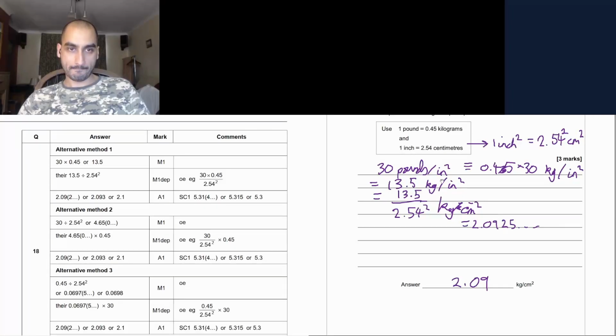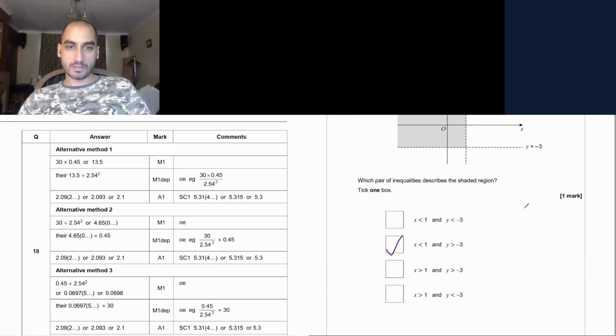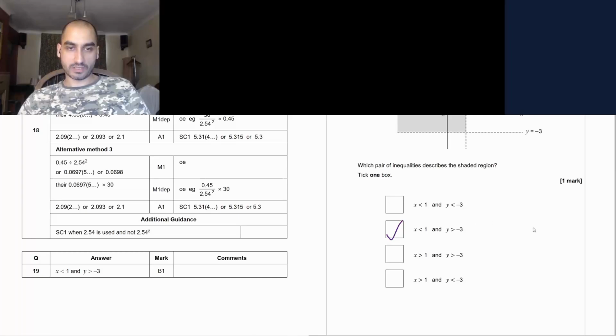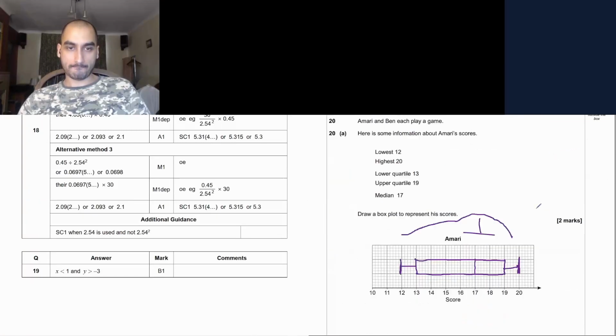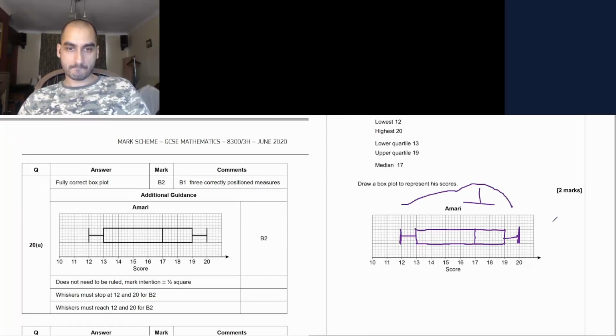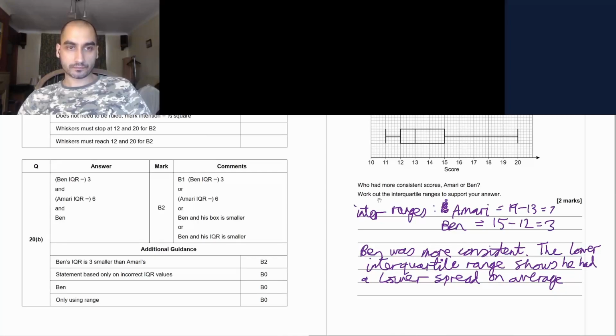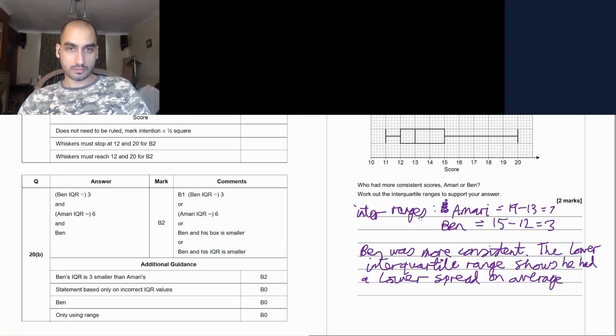.09. Yep. X less than 1, y greater than -3, yep. Yep. Ben and his box are smaller. So is it yes or no?